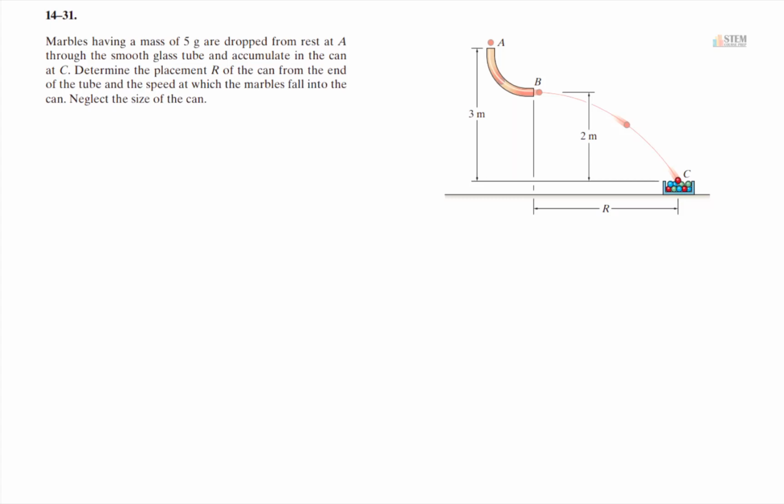All right, so when I look at this problem, if I were to get this on a quiz or something, I would automatically notice we've got a change in elevation, right? Change in height, because we're dropping from A to C. And that would tell me that I would probably want to use work energy. So that's what I'm going to use here. I'm going to use potential energy to solve this problem.